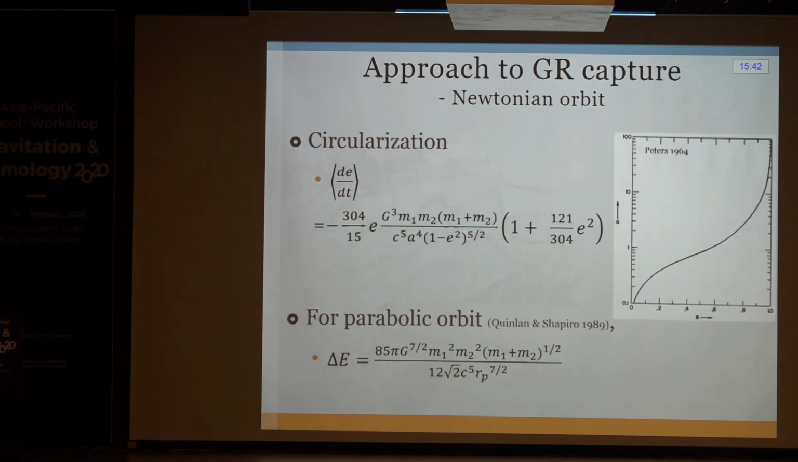And the time derivative of the eccentricity can be expressed like this. And we can see here the change of the eccentricity. For example, initially it has a very high eccentricity, close to 1. But as time goes on, the eccentricity decreases, and they have an almost circular orbit. So this is called circularization, and so most gravitational wave detectors consider just quasi-circular orbits for binary black holes. And for a parabolic orbit, we can calculate the radiated energies with this function of RP. RP is the pericenter distance, the shortest distance between two black holes.